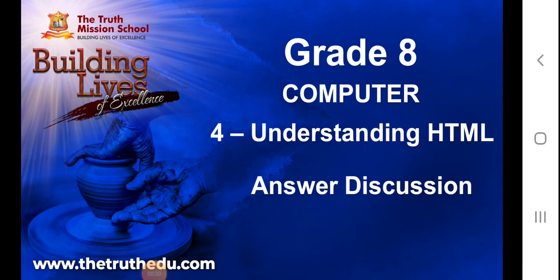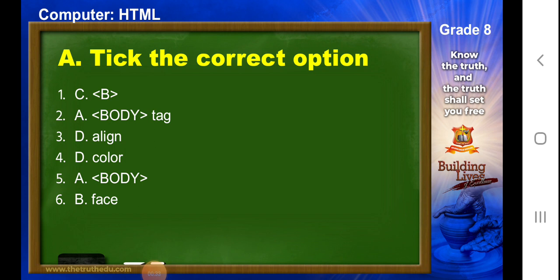So, first thing we are going to discuss is about the tick the correct option, which is in page number 60. So let's discuss the first question. Dash is a container tag, which is a B. B is here a container tag. Why B? Because B is for bold. So this is a container tag. From where to where you want to make a bold appearance, it helps us in highlighting this.